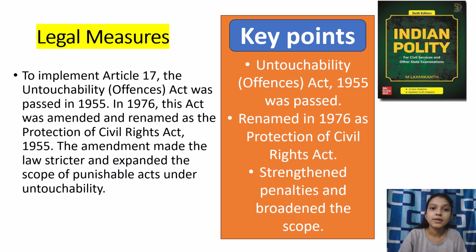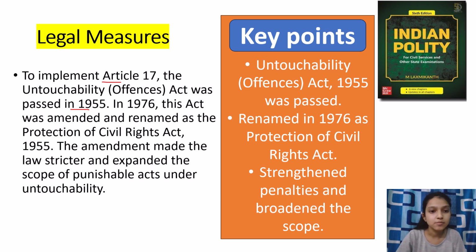Now let's move into the legal measures. To implement Article 17, the Untouchability Offences Act was passed in 1955. So now we will understand the historical background of untouchability or Article 17. As I said, in order to understand anything, we need to first understand the very term, then go to the historical background, how it has formed and how it has grown with time.